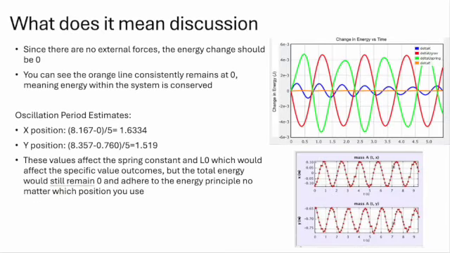So for the "what does it mean" question, since there are no external forces, the energy change should be zero. And you can see on the orange line, it's consistently remaining at zero, which means that the energy within the system is conserved. I also calculated the oscillation period using the time values in both the X and Y graphs on Tracker, and you can see the difference in oscillation periods that I got.